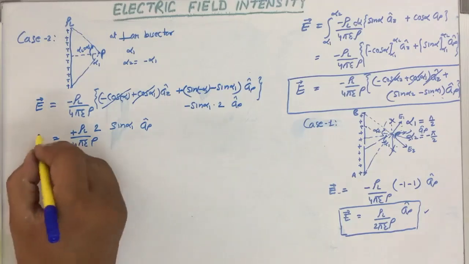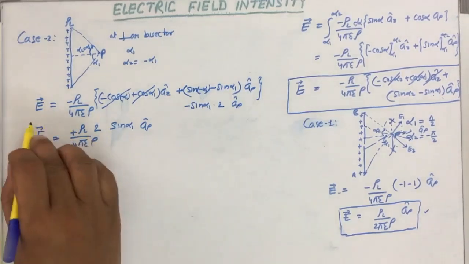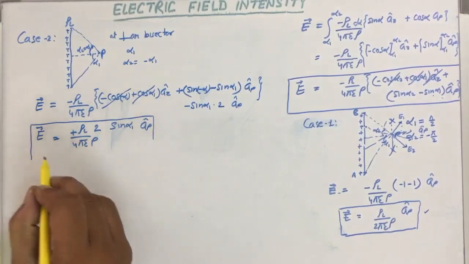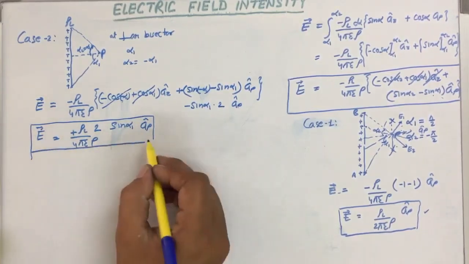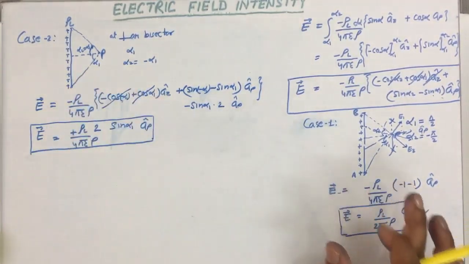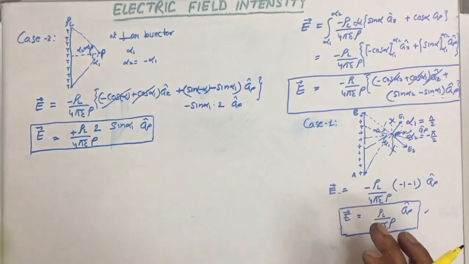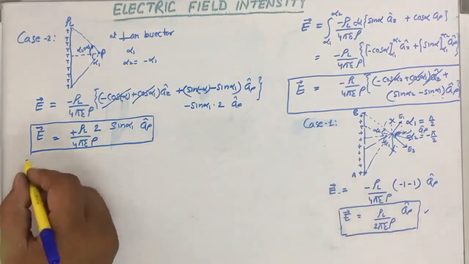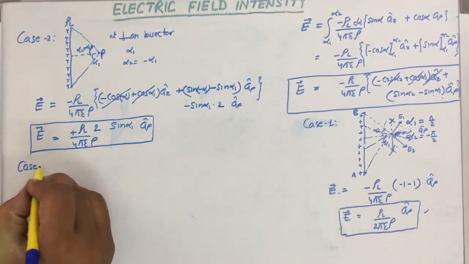So this is the electric field intensity when the point of interest is at the perpendicular bisector of the line charge. In this case, there is no vertical component of the field. So the Z component is absent, only the rho component is available there. So consider now case 3.